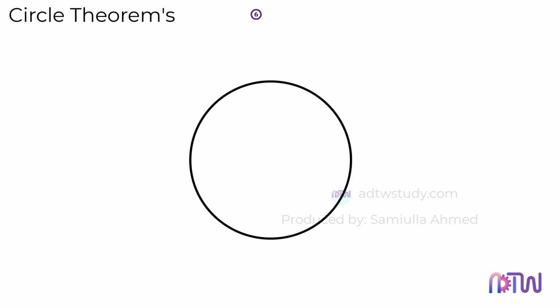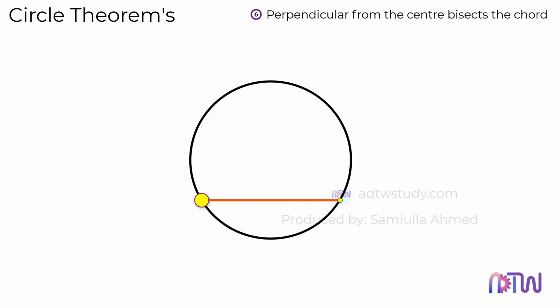Next, let's look at the theorem which states that the perpendicular from the center bisects the chord. If we have a chord in a circle, and a line perpendicular to this chord that passes through the center of the circle, this perpendicular line will bisect the chord into two equal halves. This means that the two segments of the chord on either side of the perpendicular are equal in length, as indicated by the small lines.